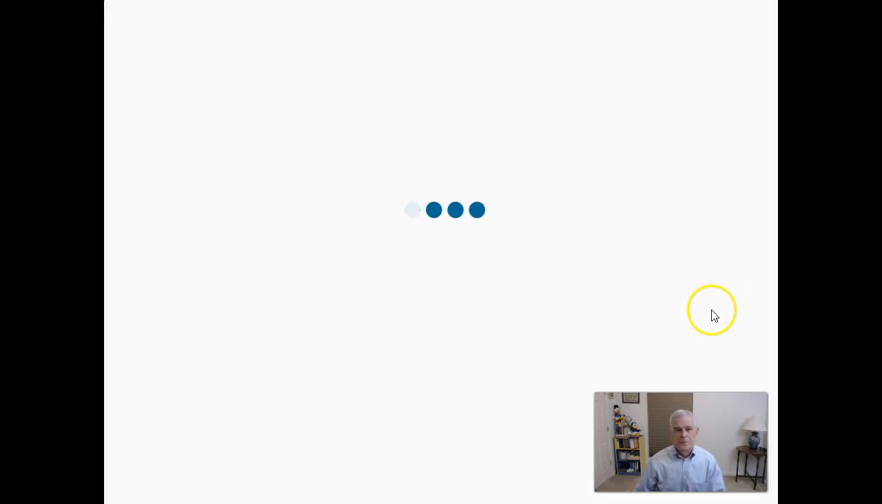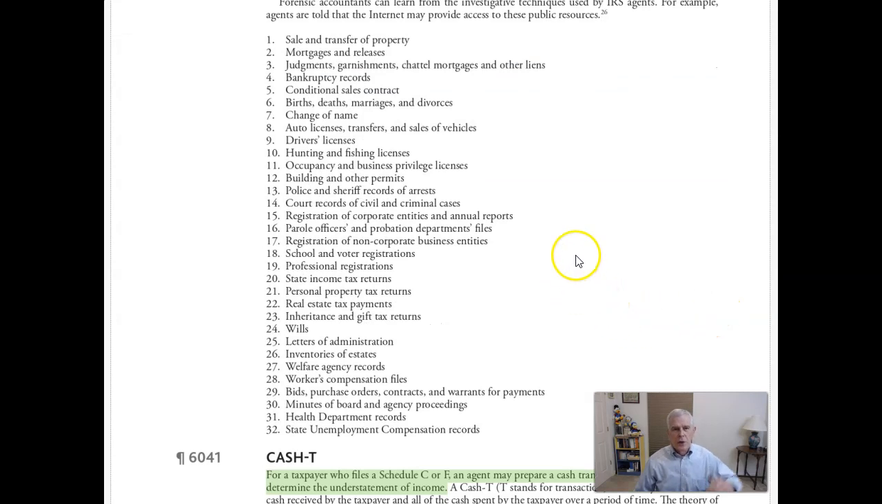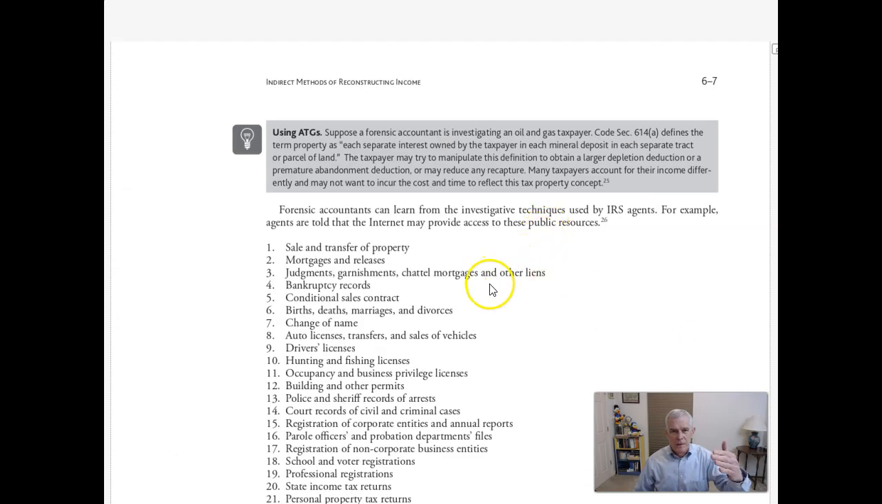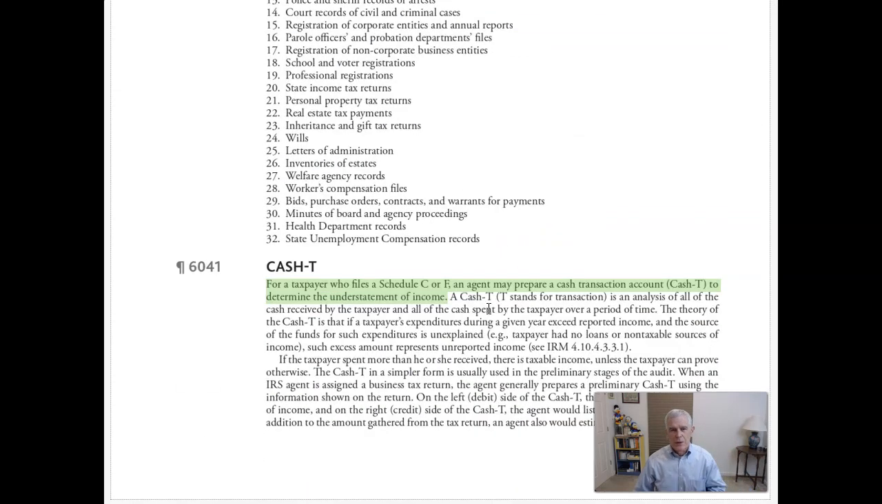Next page. Again, you can look through this list and so forth. Public access records. All right. Now, what else does the IRS use?